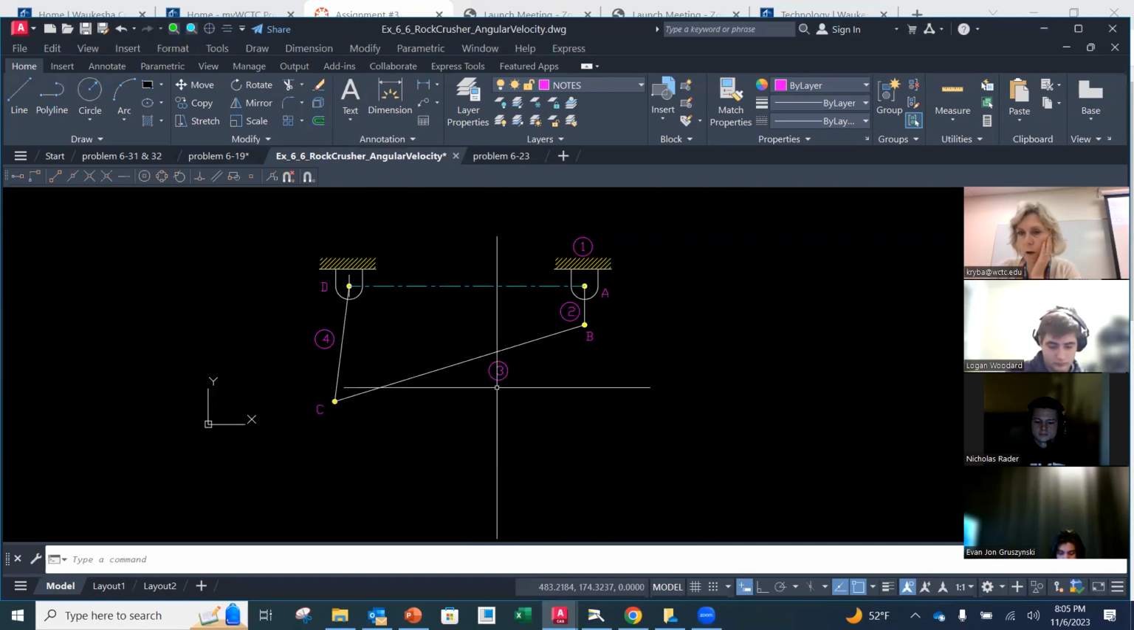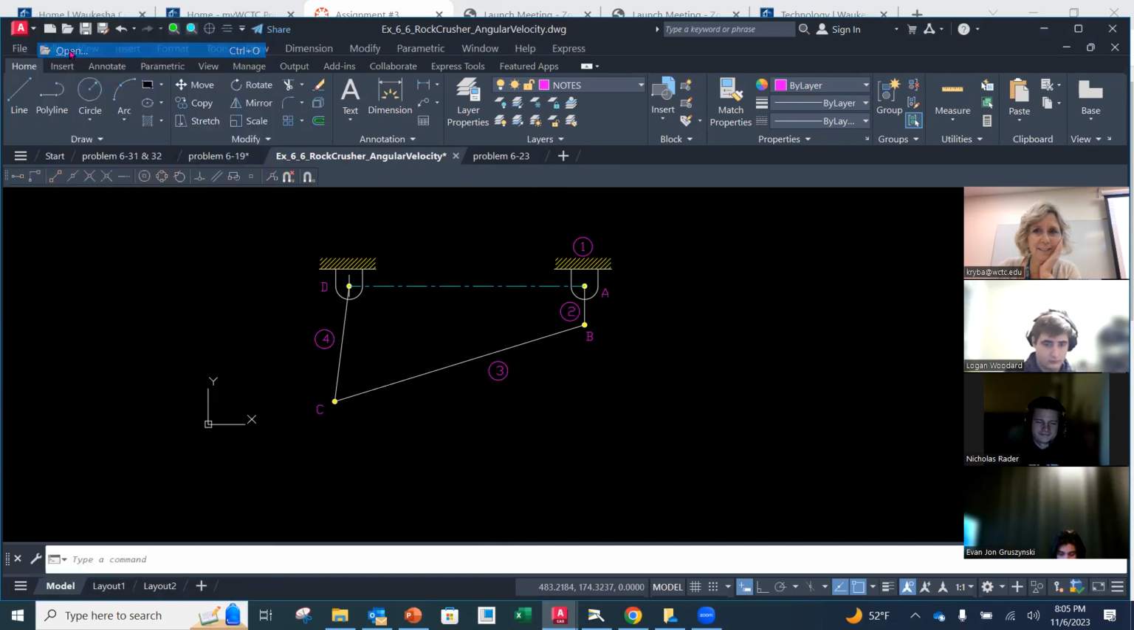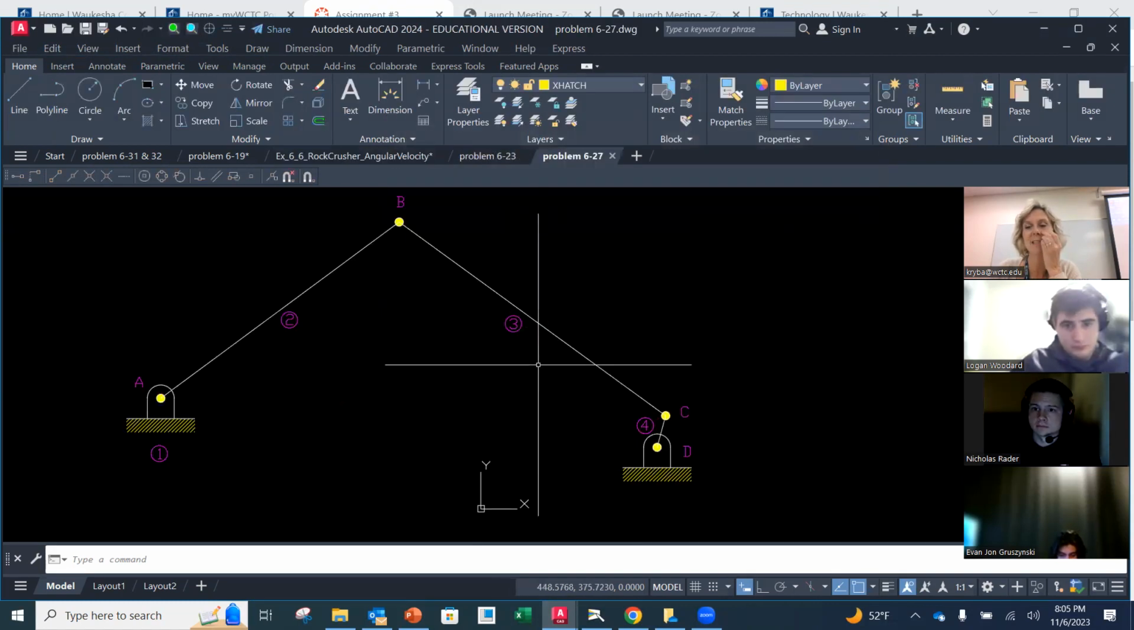So, oh shoots, that's not the one I wanted. I'm so sorry. Don't look at that diagram. That's the wrong one. That's an example. I need 27. This is the one. Sorry. It's this one.